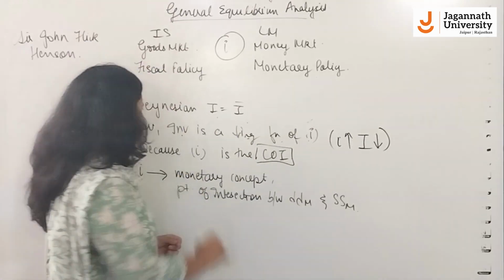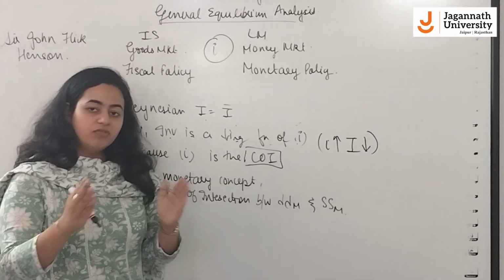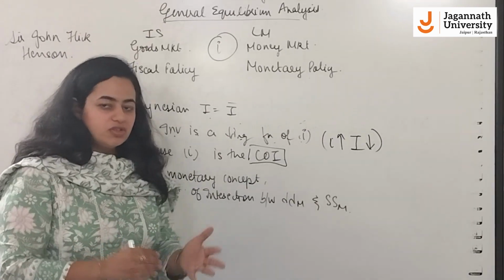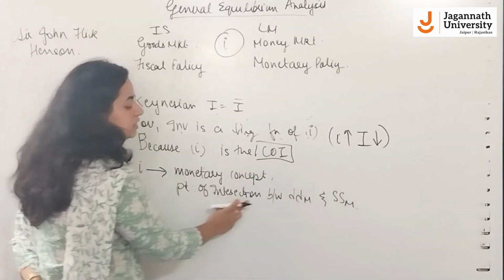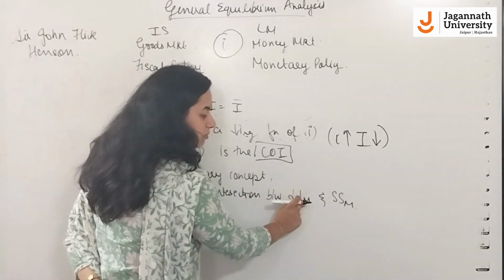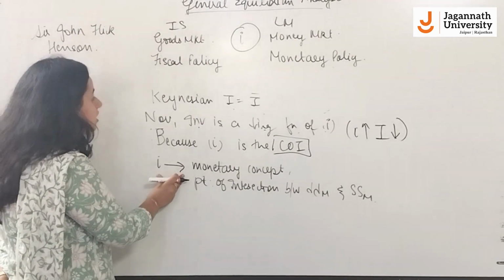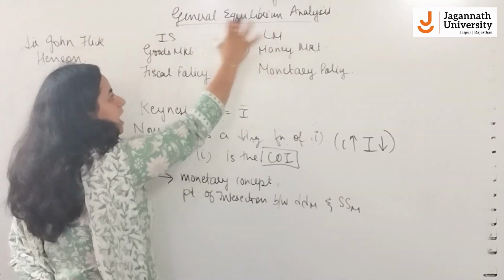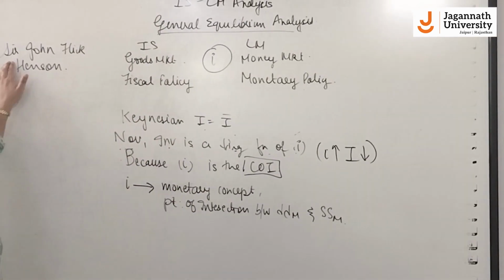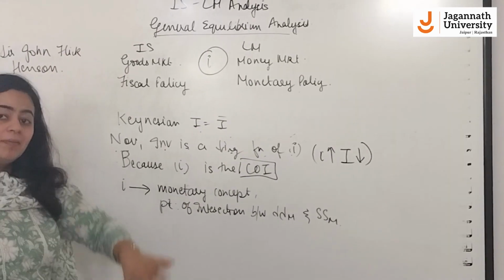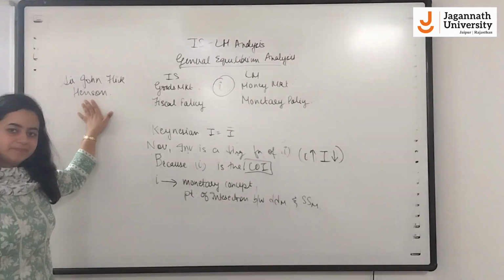Interest rate is a monetary concept, and how will we arrive at the equilibrium interest rate, or how will it be determined? It will be determined by the point of intersection between the demand for money and the supply of money. That is how we will derive the interest rate. This basic analysis of IS and LM was initially given by Sir John Hicks, but it was mathematically or algebraically derived later on by Hansen.